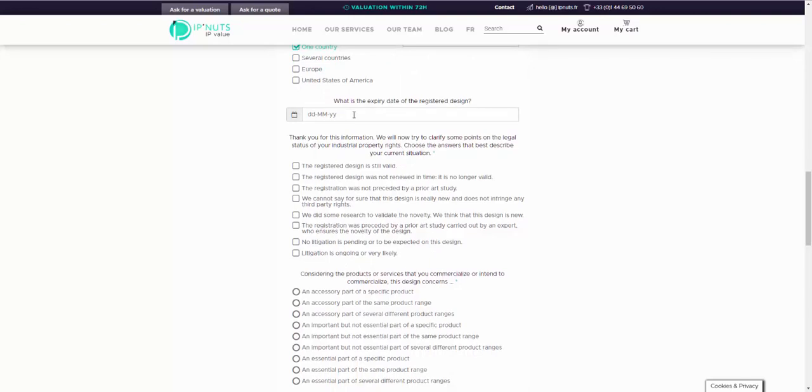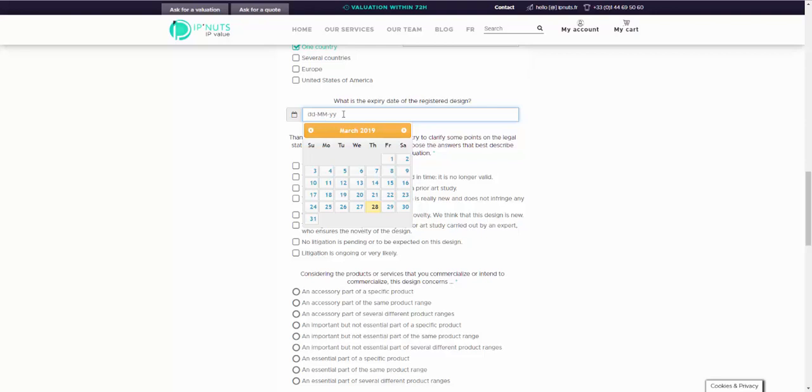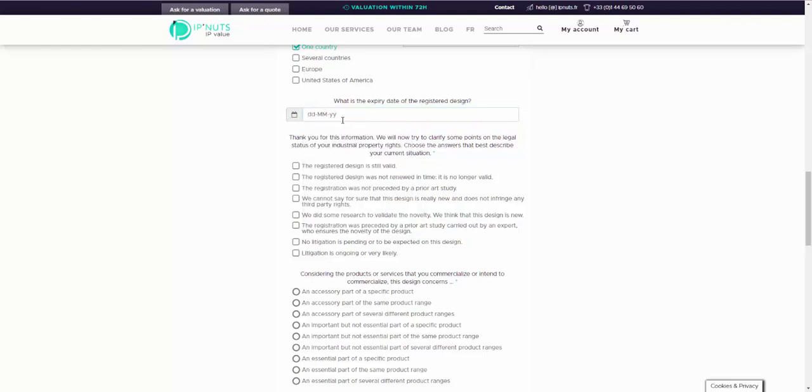Your design has an expiry date, so here you have to select the date that is shown on your registration documents or online in the database of your design. If you have no idea about this, you can ask your advisors, your IP advisors. They must know this, and you should know this to be able to renew so that you will still be in force in a few years.